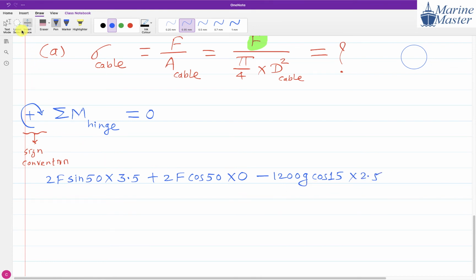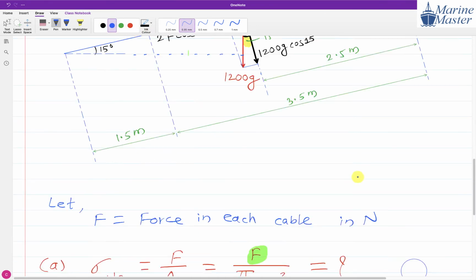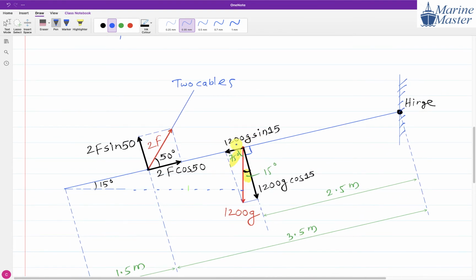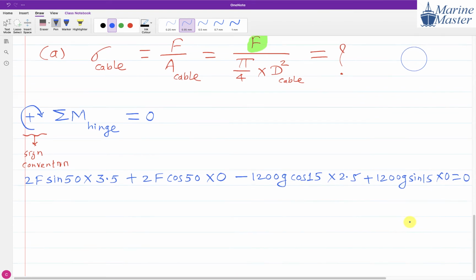And then what is remaining now? The sine component is remaining, and its moment is 0. Because of the sine component, 1200g sin 15 passes through the hinge point. It is on the same axis, so here we can't say clockwise or anti-clockwise. So the moment is equal to 0, and then the summation of moment is equal to 0. You are getting my point?